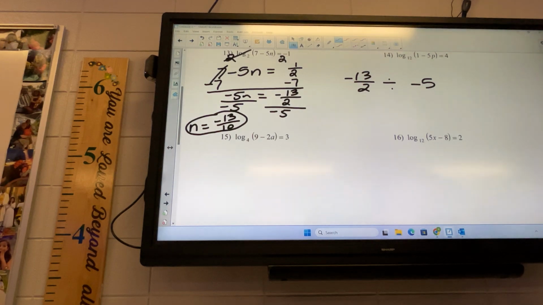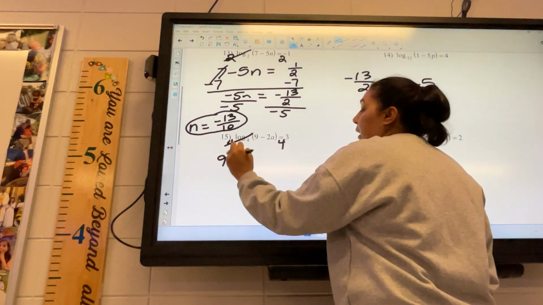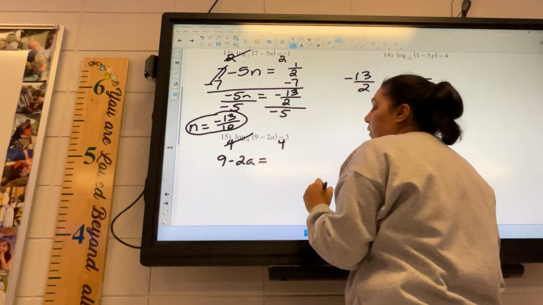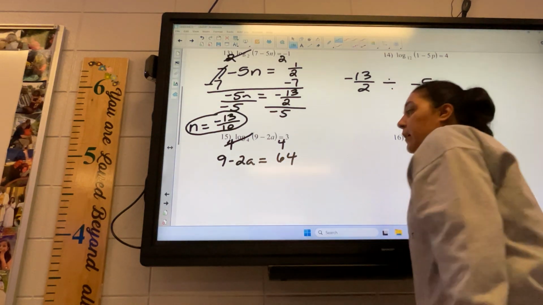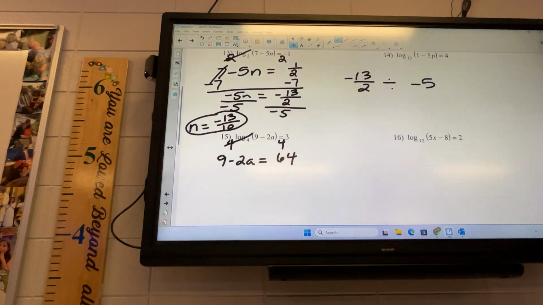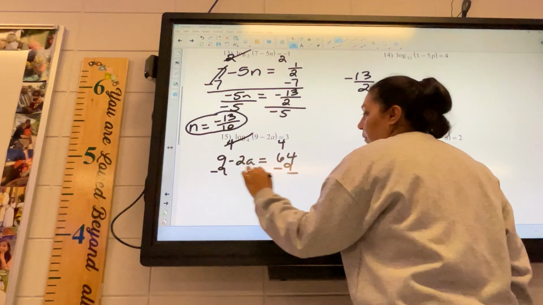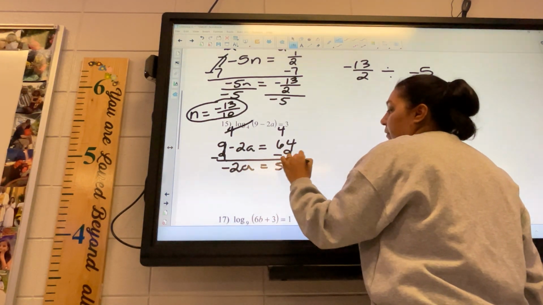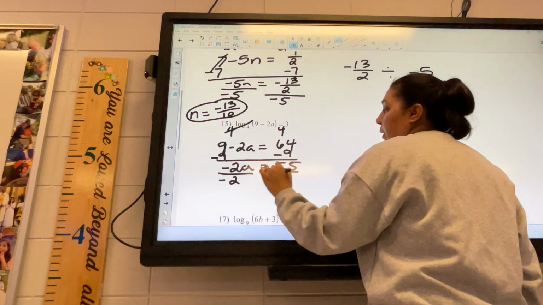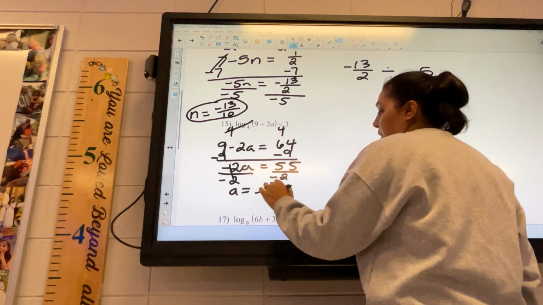Okay, 15. We're going to say 4 and 4. So I got 9 minus 2a. What is 4 to the third power? 64. Yes. Okay. Then what? Minus 9 on both sides. We got negative 2a equals 55. And then divided by negative 2. Negative 55 over 2. Yes.